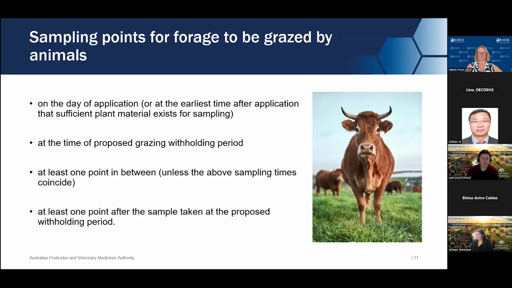When we're looking at forage sampling points, at least one sample point should be taken on the day of application, one at the time of the proposed grazing withholding period, at least one point between these dates of application and proposed grazing withholding period, and at least one point after the proposed withholding period.